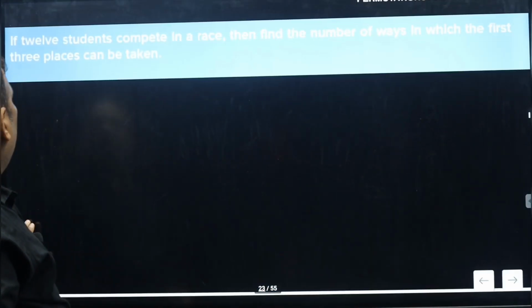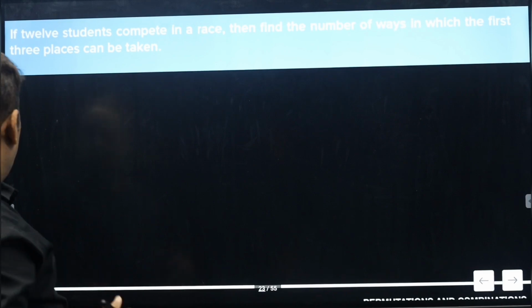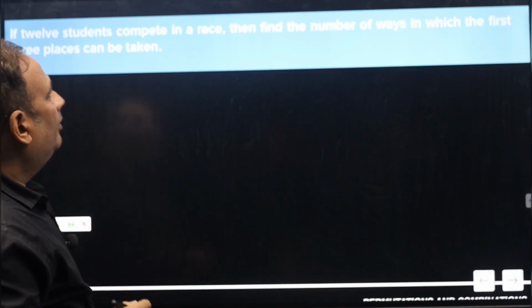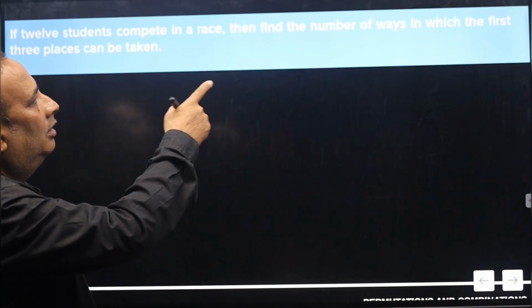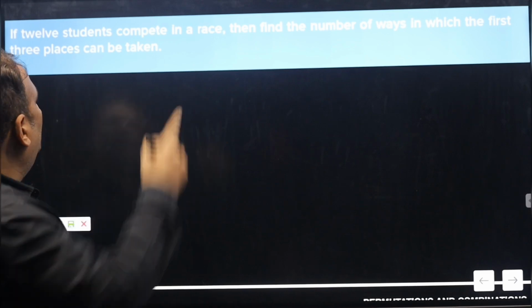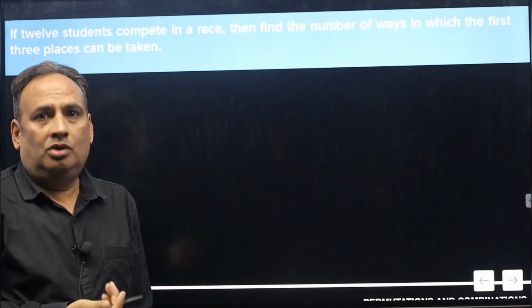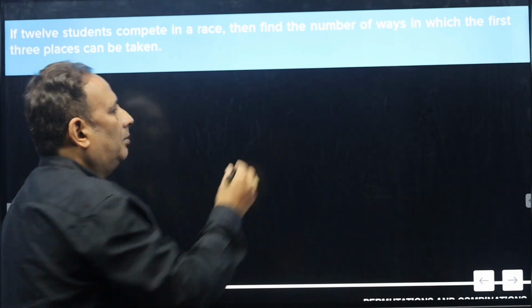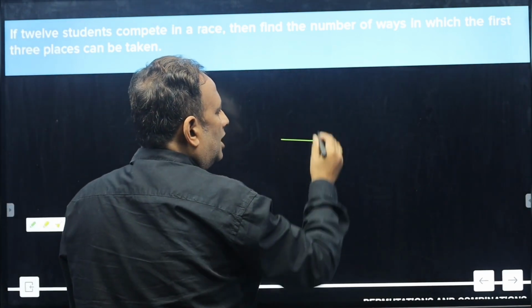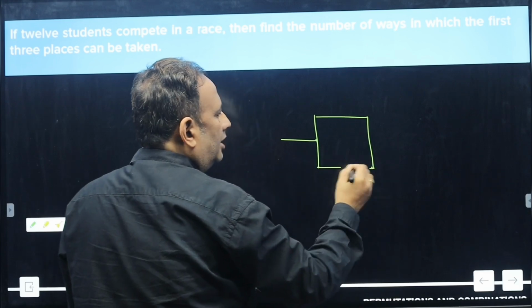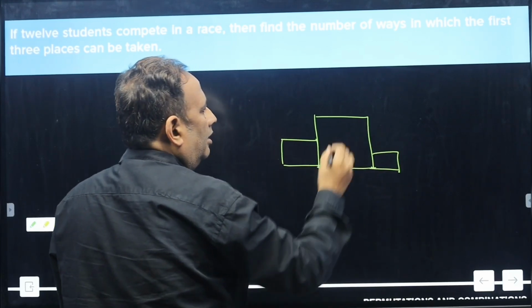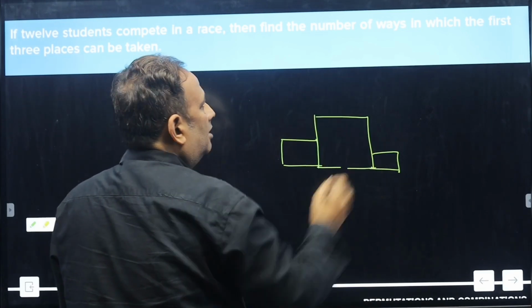This is one of the questions here. If 12 students compete in a race, find the number of ways in which the first 3 places can be taken. How can we solve it? By using the fundamental multiplication rule. Here you can see there is a first place, a second place, and a third place.